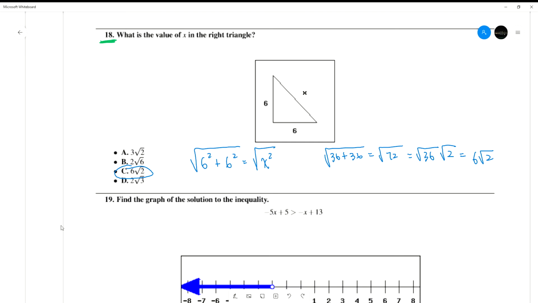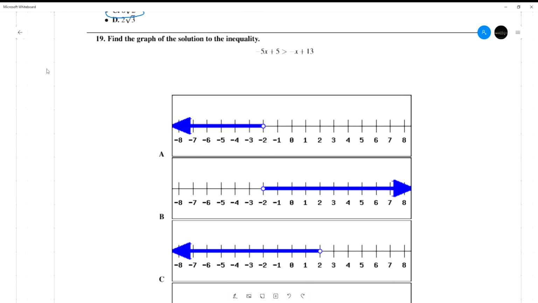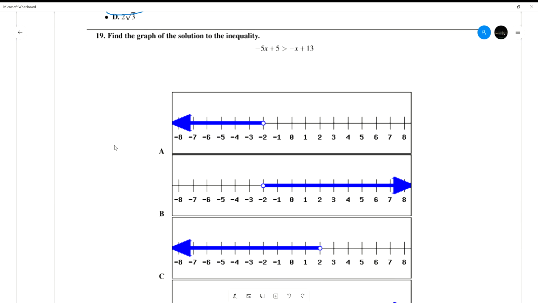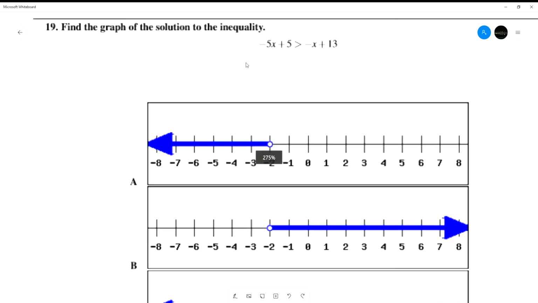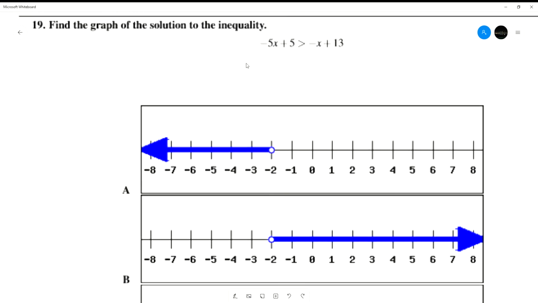Number 19. I don't believe you can do the inequalities on the calculator. So we're going to have to just solve this inequality by hand. So let's do that. So we have, I'll do this. Bring the x's to one side. It's a one variable inequality.